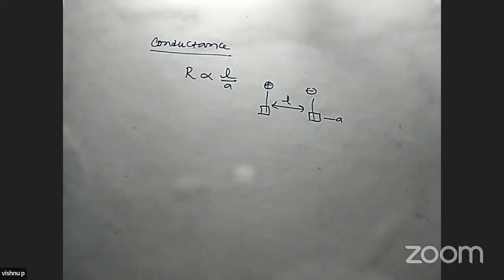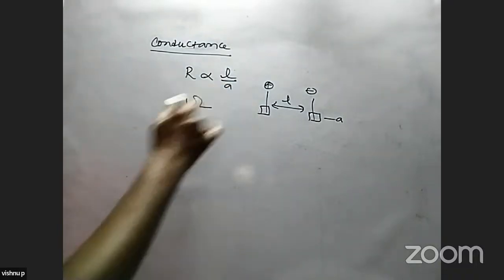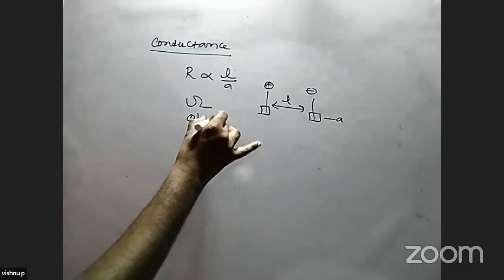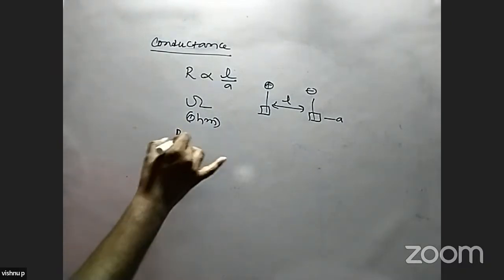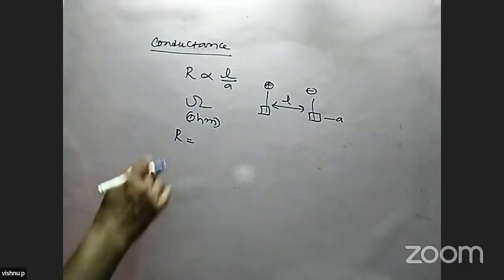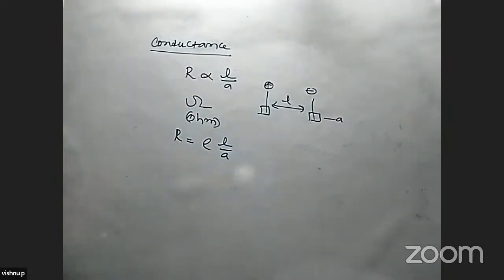Every substance contains some obstruction to the flow of electrons, and that is called resistance. The unit of resistance is the ohm. And the mathematical formula is R is equal to rho L by A.